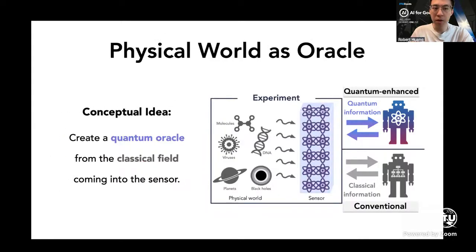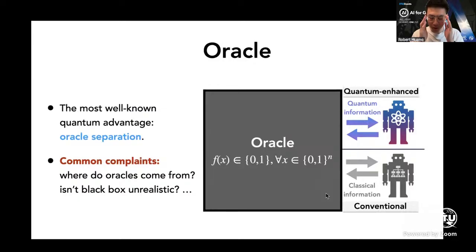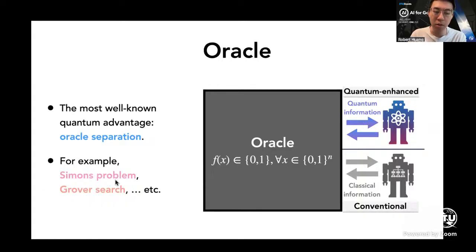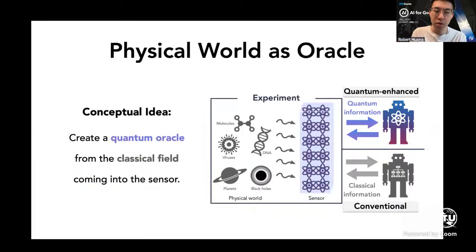However, the challenge is that we need to build out a quantum oracle. Usually in oracle separation, the separation comes from the quantum agent getting access to a quantum oracle, whereas the classical agent gets access to just a classical oracle. Getting access to a quantum oracle is much more powerful than getting access only to a classical oracle. That's why one can get huge advantages, like in Simon's problem, or some quadratic speedup in Grover search. It's all because of having a quantum oracle. So the conceptual idea is we want to create a quantum oracle that allows a quantum computer or a quantum agent to query in order to learn much faster than a classical agent, which cannot create a quantum oracle.